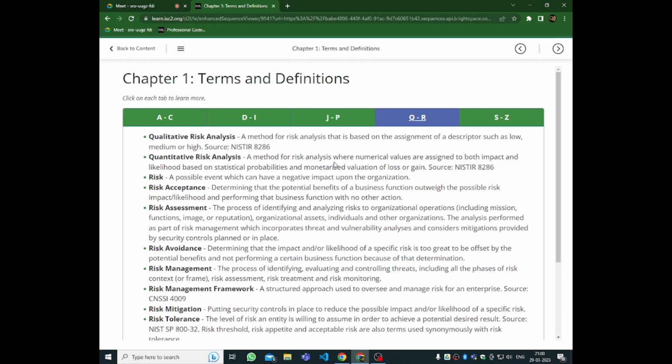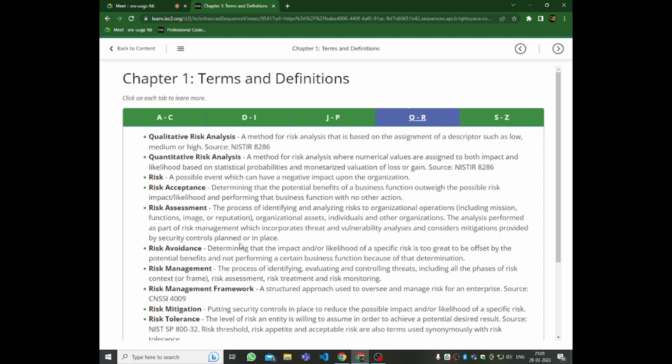Risk acceptance. Determining that the potential benefits of the business function outweigh the possible risk impact or likelihood, and performing the business function with no other action. Risk assessment. The process of identifying and analyzing risk to organizational operations, including missions, function, image, or reputation, organizational assets, individuals and other organizations. The analysis performed as part of risk management, which incorporates threat and vulnerability analysis and the considered mitigations provided by security controls planned or in place.